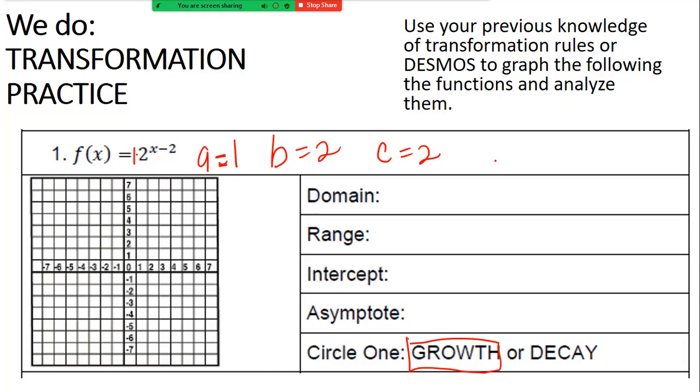It shifts where? To the right. Good job. So shift right.